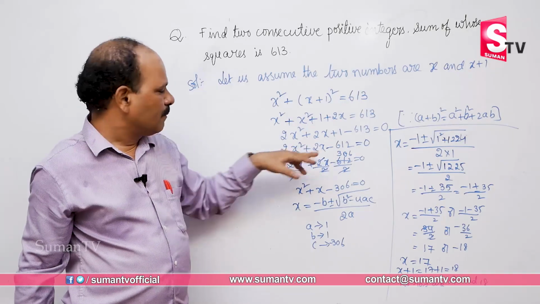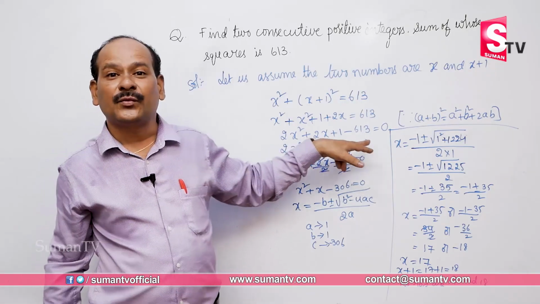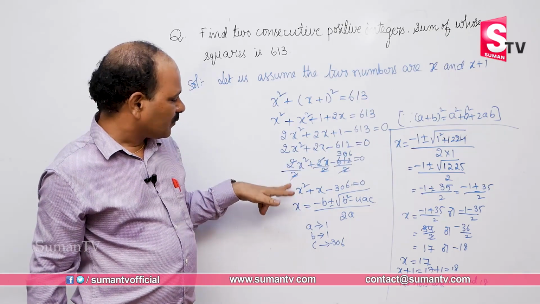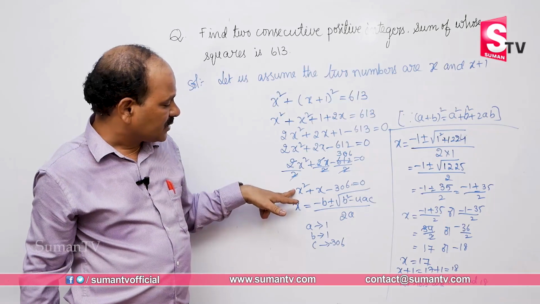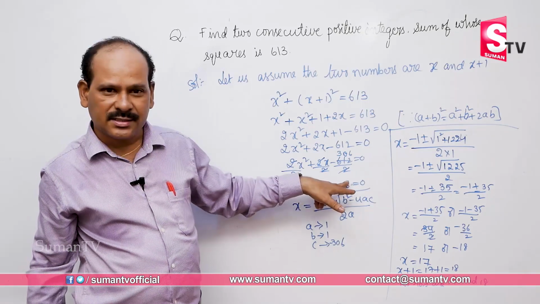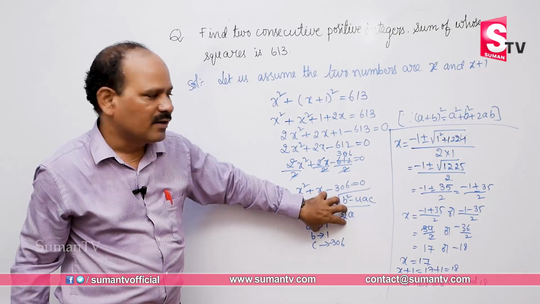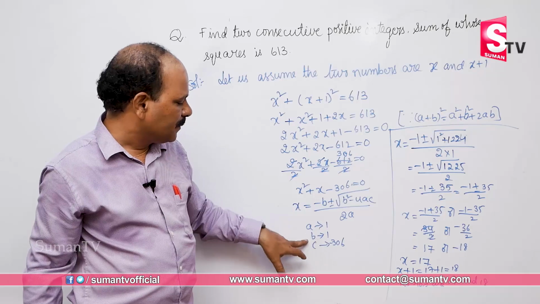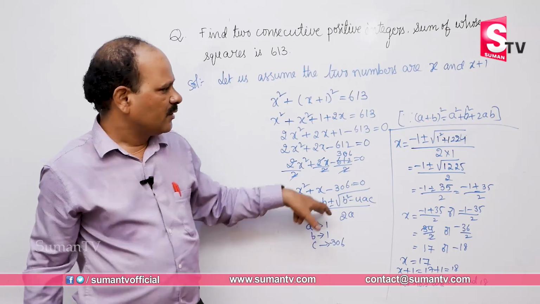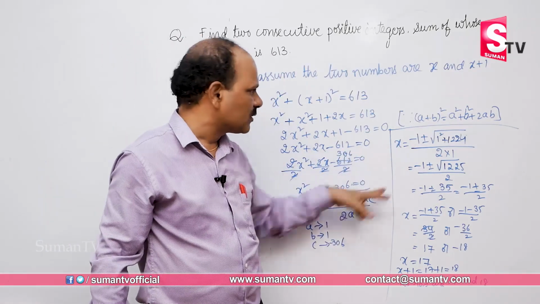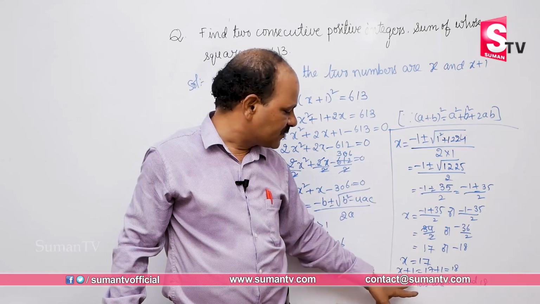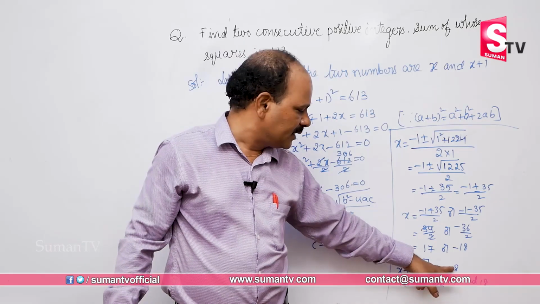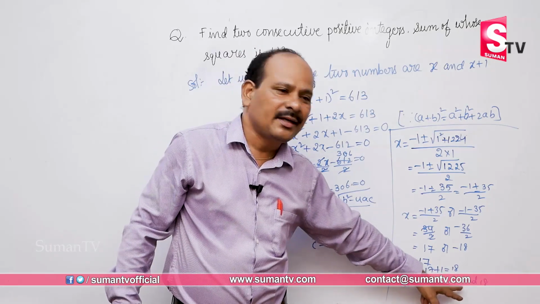Okay, it is looking like a very big expression. Large numbers are there, but every number is a multiple of 2, so I divided every term by 2. So I am getting the equation x square plus x minus 306. By using the quadratic equation formula, I simplified this. I substituted the a, b, c values in the quadratic formula, and I am getting x value as 17. Then x plus 1, the next number, is 18. So the two numbers are 17 and 18.